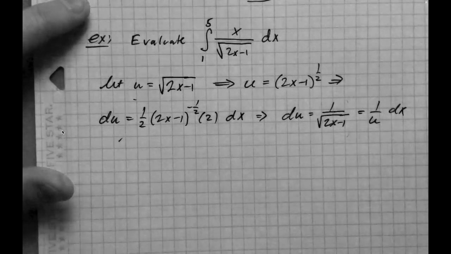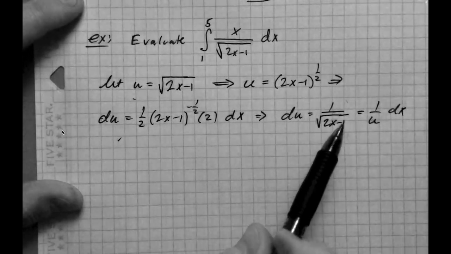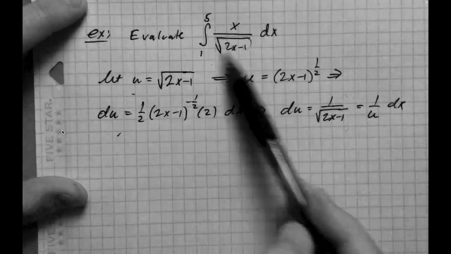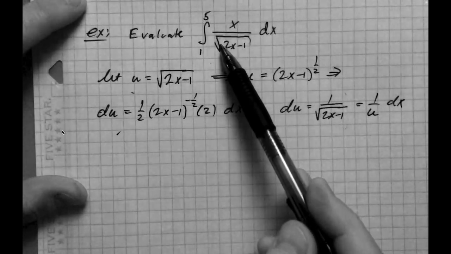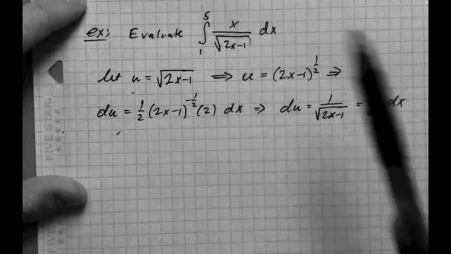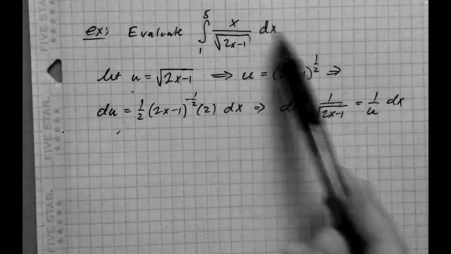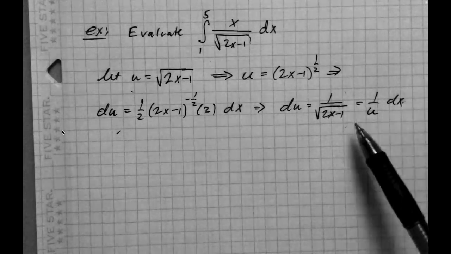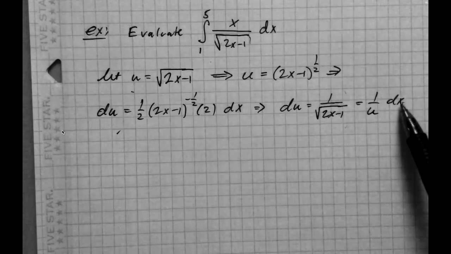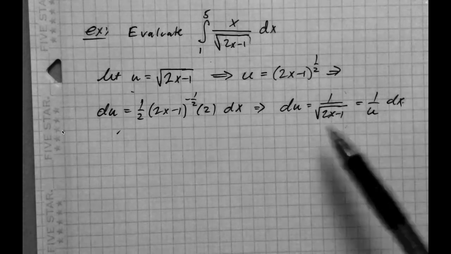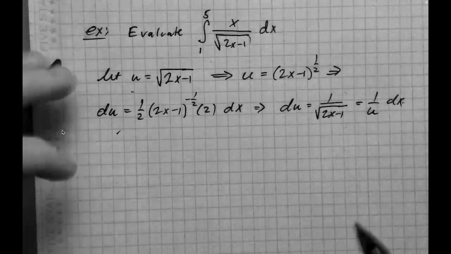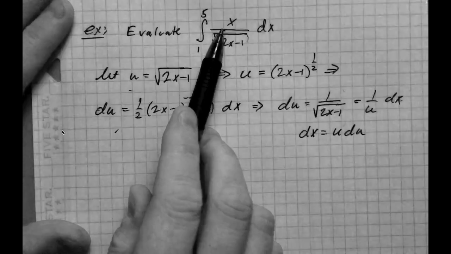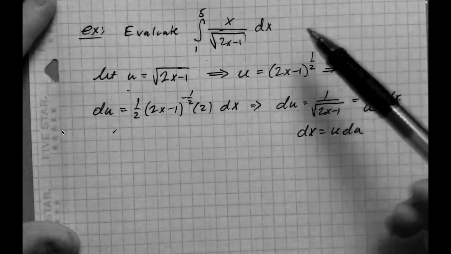There we go. Okay. So let's see how much of this we've captured, right? So we've got this denominator is just u. Now in the top we've still got an x dx. We've got the dx here, and so that means that dx would be equal to u du. Okay. But what about this x? We haven't captured the x yet.